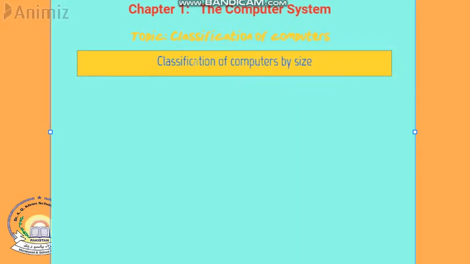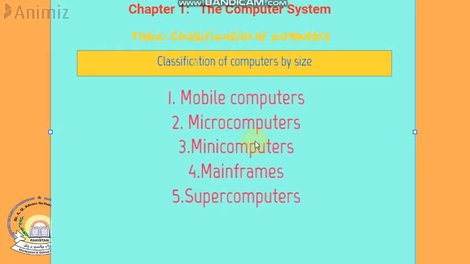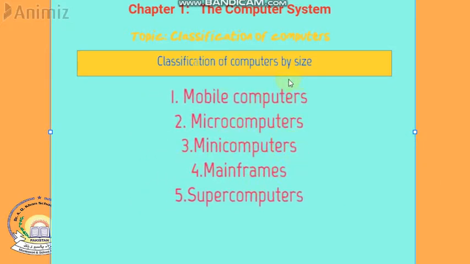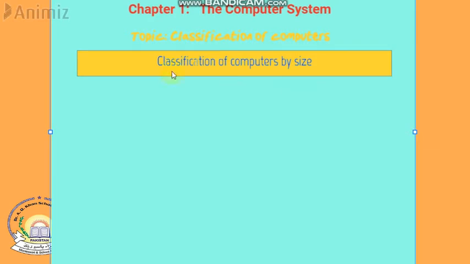So computers can be classified into 5 different types on the basis of their size: mobile computers, microcomputers, mini computers, mainframe computers, and supercomputers. Now we are going to see in detail what these computers are. So the first one is mobile computers. Mobile computers are the smallest computers designed to be carried by users.